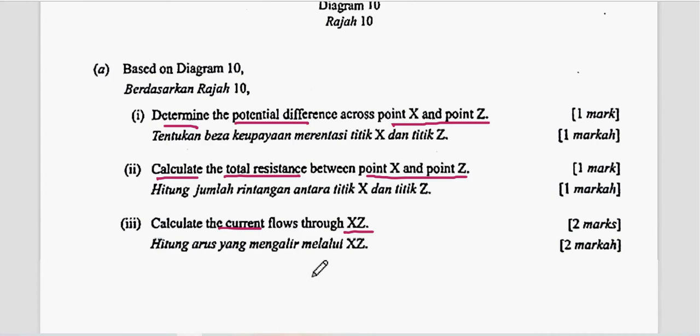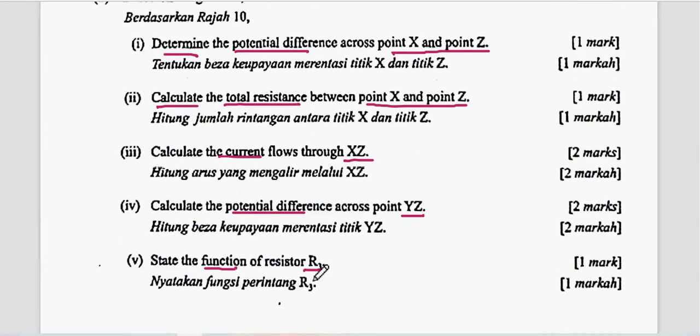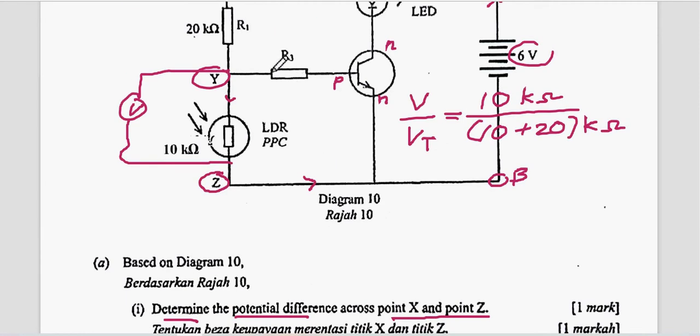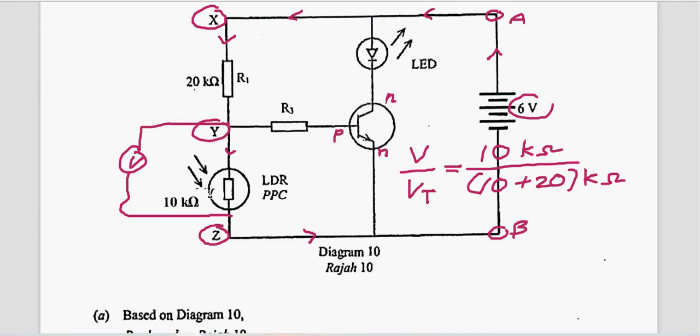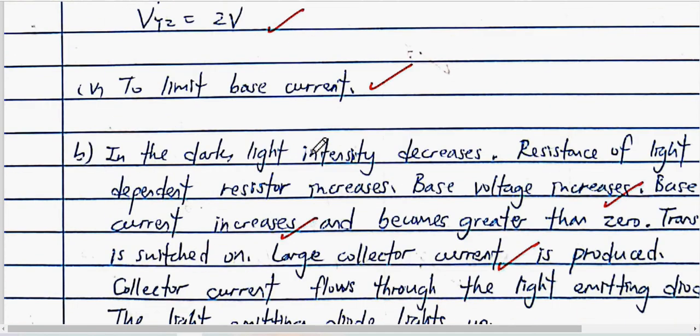And then the last question is asking to state the function of R3. This one you must remember. R3 is used to limit the base current. Your answer must be specific. Without this word, we cannot give you a mark. If you just write to limit current, that will be wrong because in a transistor circuit we have 3 currents: IB, the collector current, and the emitter current. You must remember, so to limit base current.